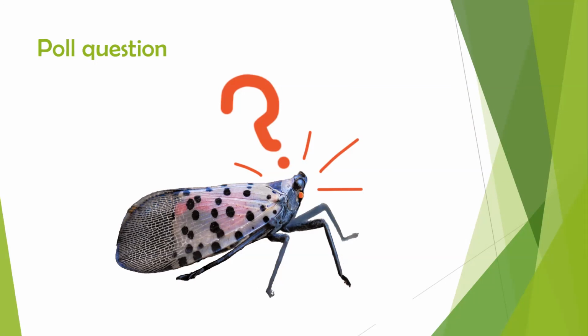All right, the poll question has been launched. Where was the satellite population of spotted lanternfly found in Massachusetts? Was it 1, Framingham, 2, Fitchburg, 3, Farmington, or 4, Florence? I feel like this is going to be a little less challenging than the first poll question.